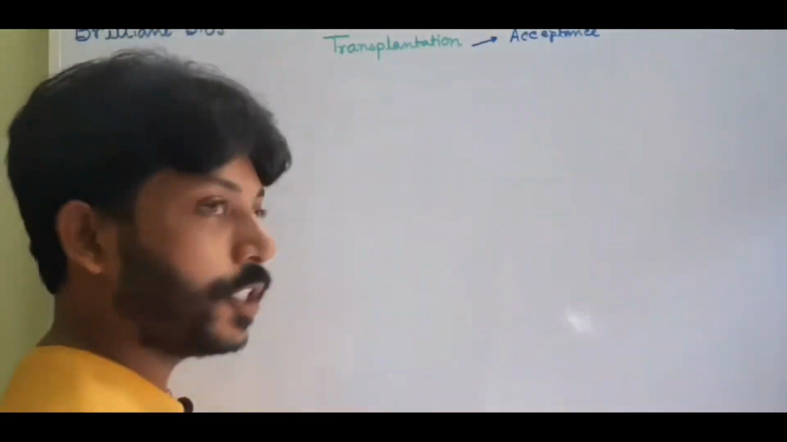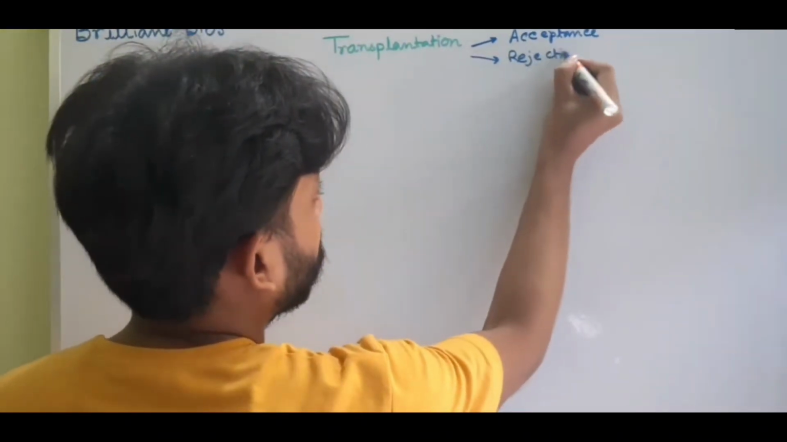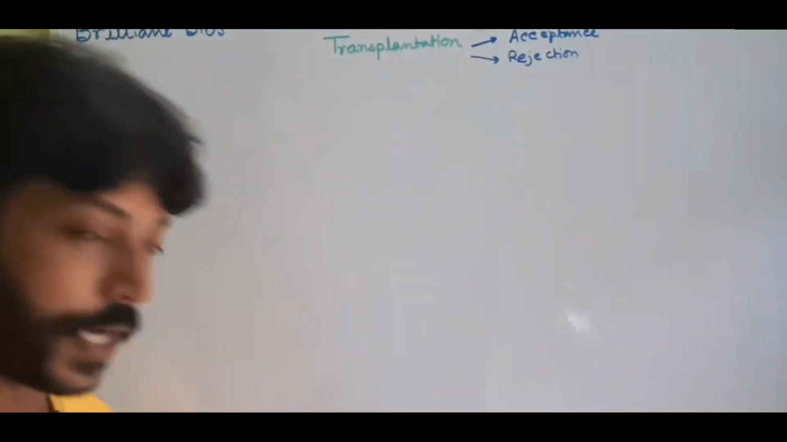Transplantation is nothing but donation of an organ or tissue from the donor to the recipient. During this transplantation there are two outcomes that occur: acceptance of the tissue or organ, or rejection of the tissue or organ by the recipient.